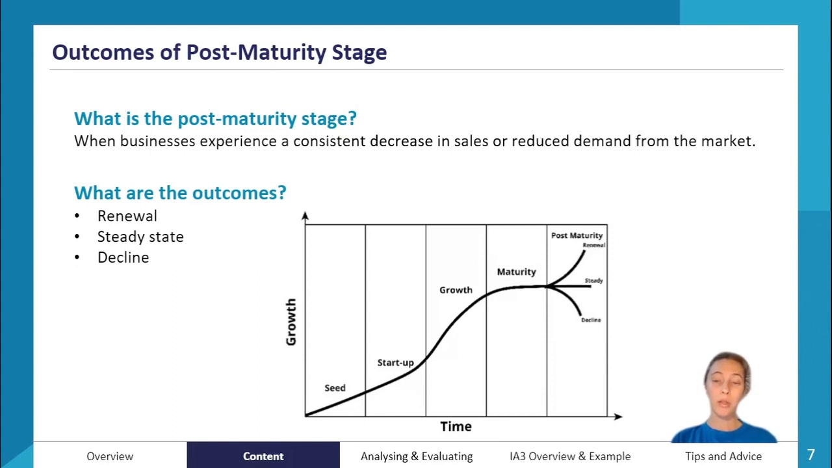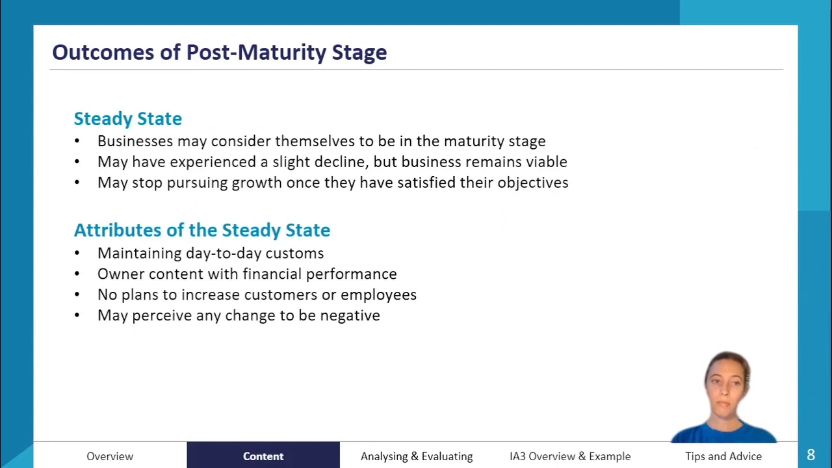So when you're in post maturity, you can continue up by renewing the business and then continuing on the trajectory upwards. We can also have a steady state where nothing really happens. And then we've got decline as well, where businesses are going to think about downsizing or closing completely because of, like we saw, reduced demand, reduced sales, those sorts of things. So let's have a look at these in more detail.